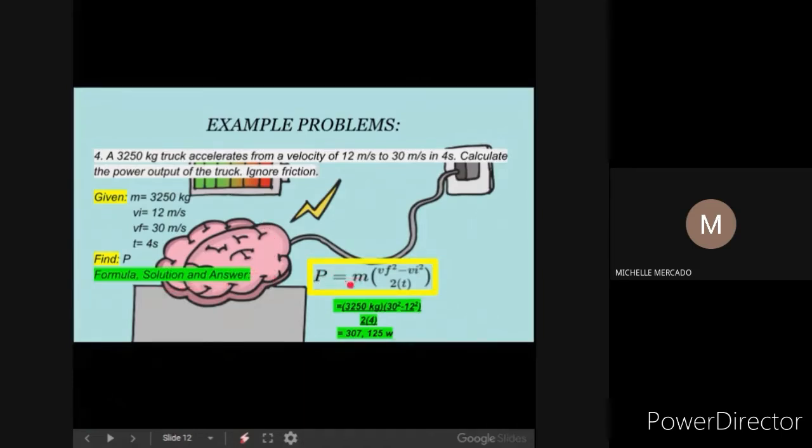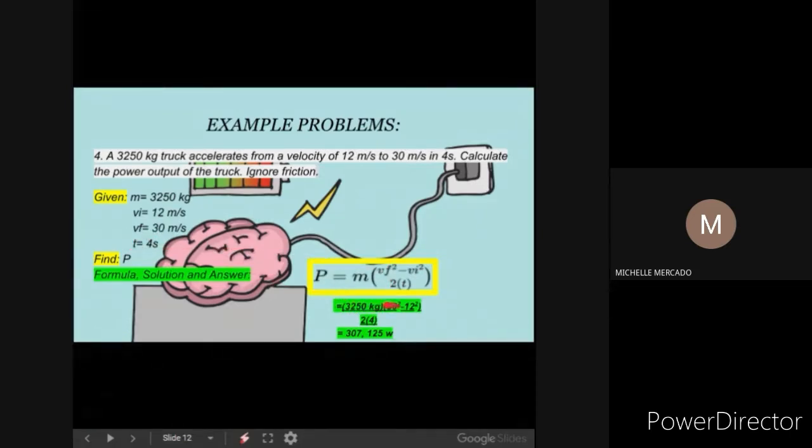So, power is equal to mass multiplied by final velocity squared, minus initial velocity squared, divided by 2 multiplied by the given time. Again, by looking at this and this, ma-identify natin kung ano po ba yung ilalagay natin dyan. Ano yung number na ilalagay natin. So, this one, mass. Tingnan po natin yung given mass. So, 3,250 kilogram.